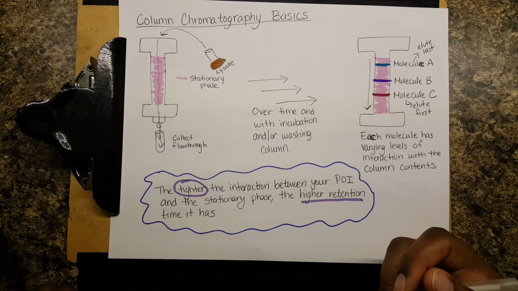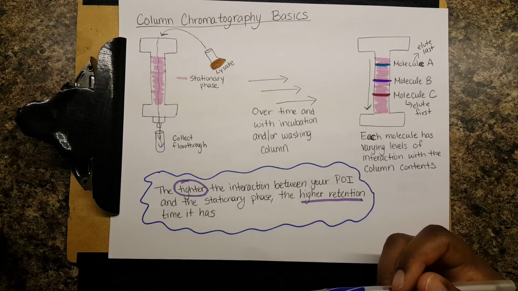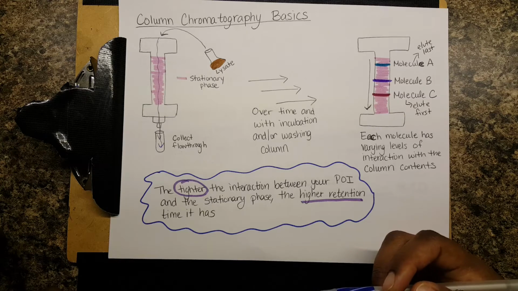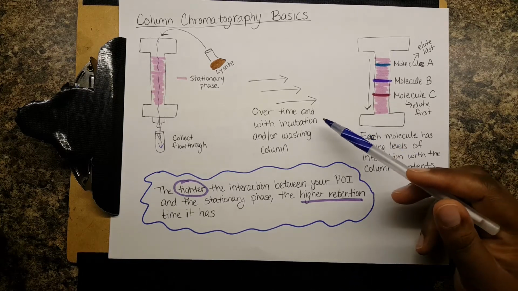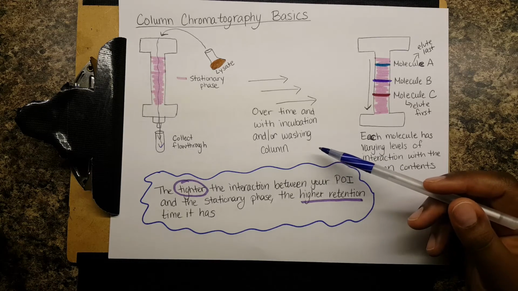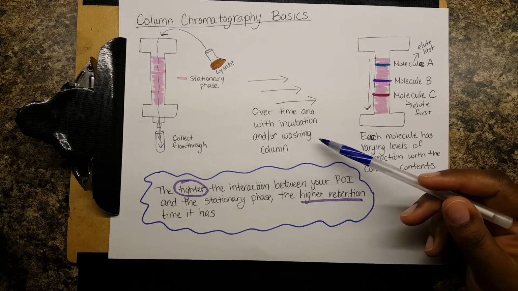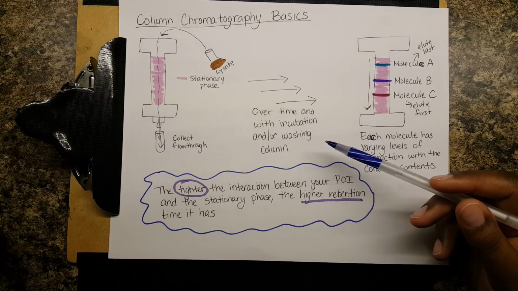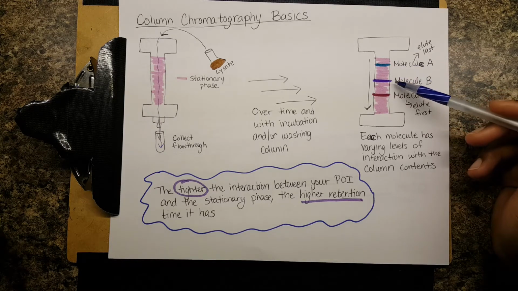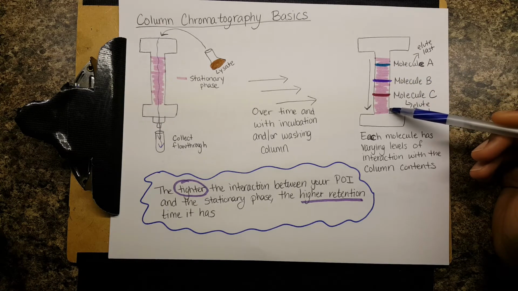There are some cases where, for whatever reason, your protein of interest didn't stick, or maybe all of it didn't stick and you need to reapply. So you keep that flow through, and in some cases, practically speaking, you will reapply that to the column before you move on. Over time, and with whatever washing and stuff you do to the column, sometimes you need to incubate before you start washing so that your POI has a chance to bind with the resin. You'll have some kind of separation of the different molecules in your sample.